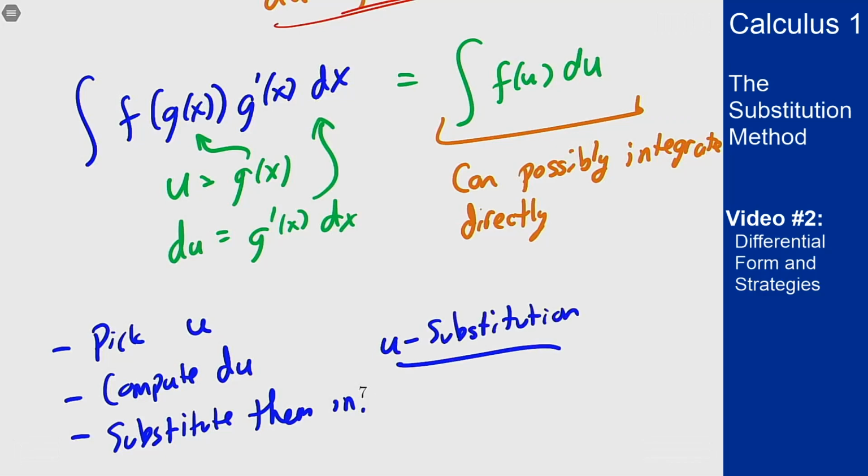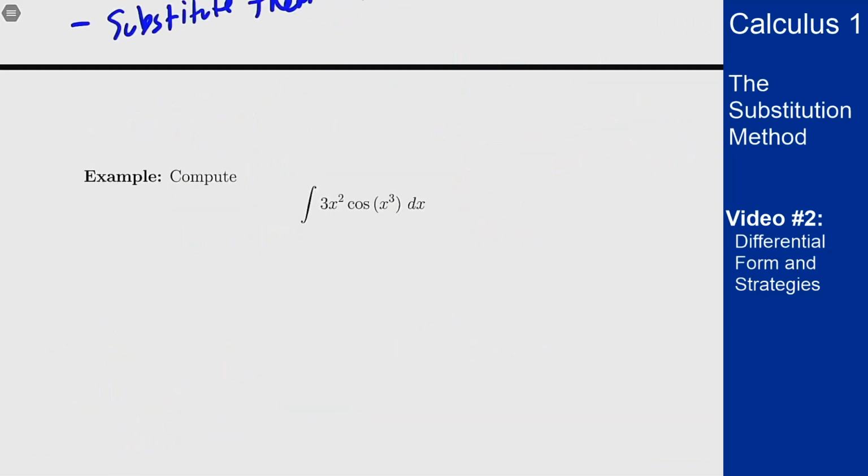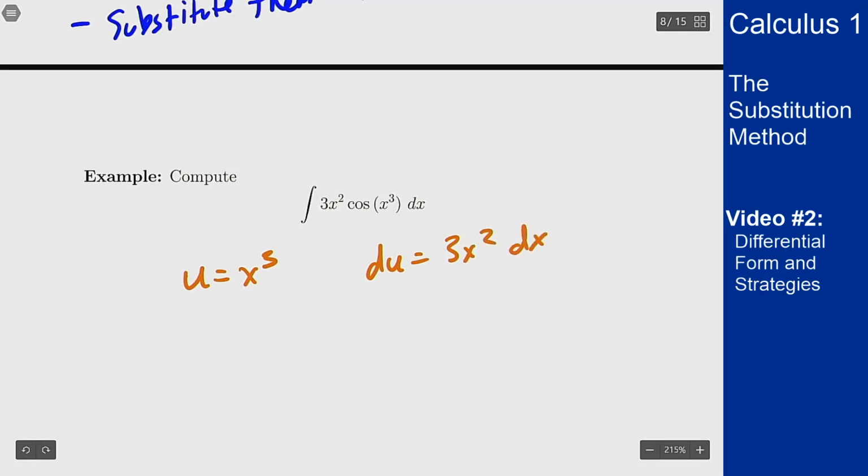Let's look at some more examples. So integral of 3x squared cosine of x cubed dx. The way I want to solve this is again by our differential form here. So I'm going to set u to be the inner function of x cubed. Then du is 3x squared dx. And I see the 3x squared dx right here.